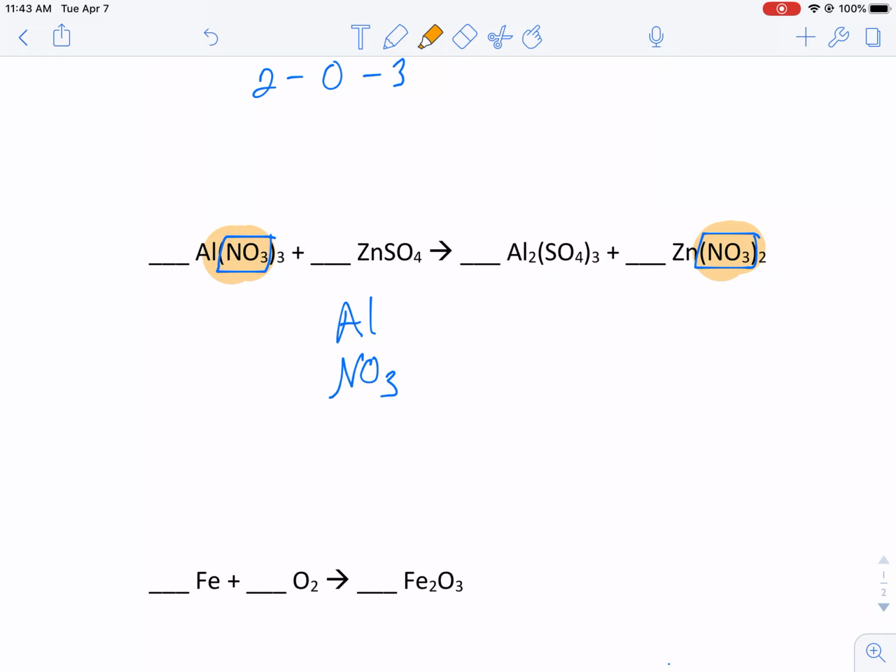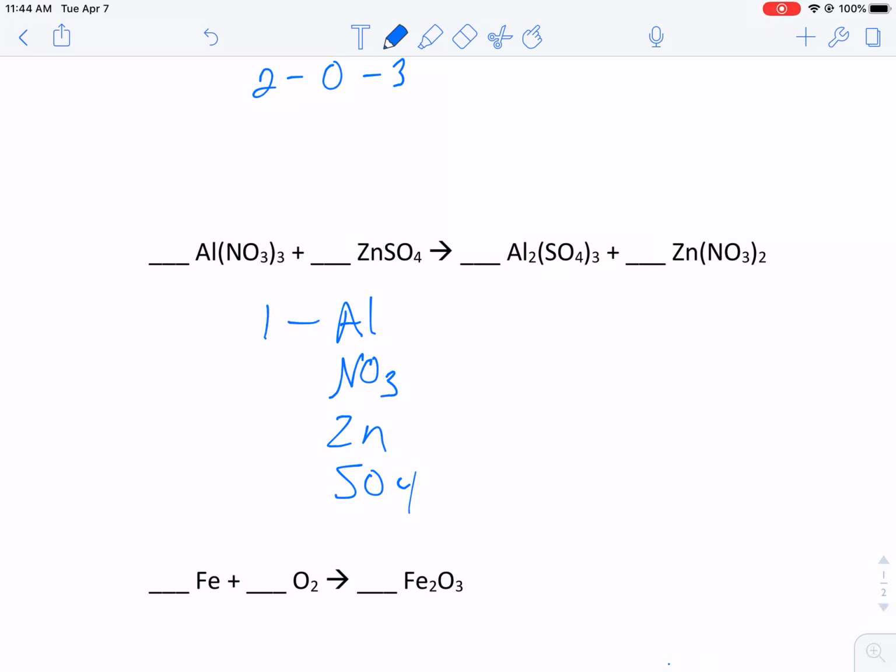Okay, there's another polyatomic ion that's found on both sides, and hopefully you already see it. It's SO4. So I can balance that as one thing as well. So I have aluminum, I have nitrate, I have zinc, and I have sulfate, SO4.